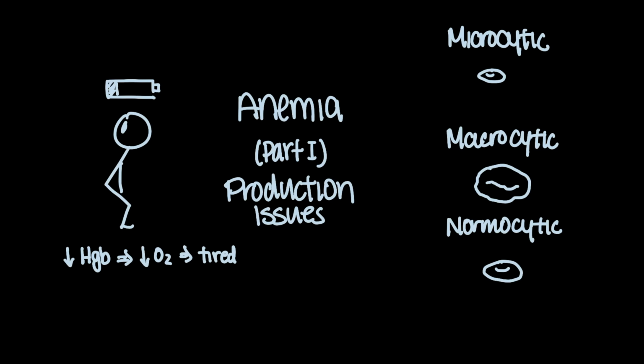So, anemia is the condition where your overall oxygen carrying capacity is reduced because of a low level of effective hemoglobin molecules in the blood. Now, this will be one of two videos that I'll be using to go over anemia and my thought process for the workup of anemia.